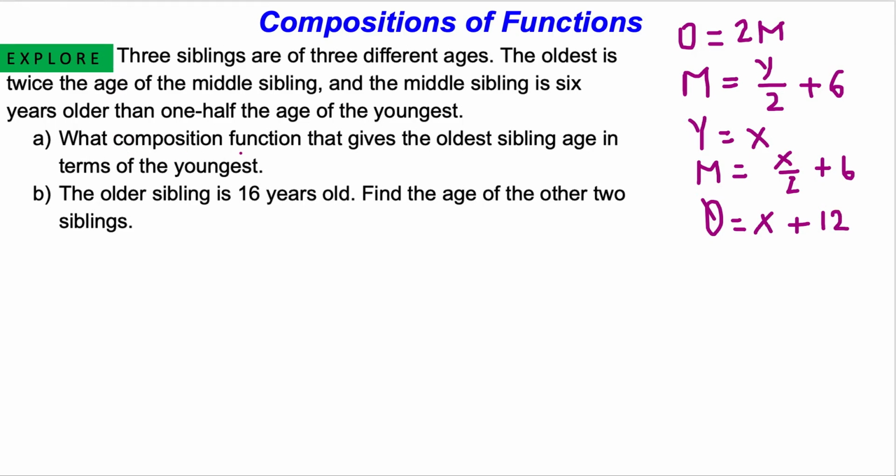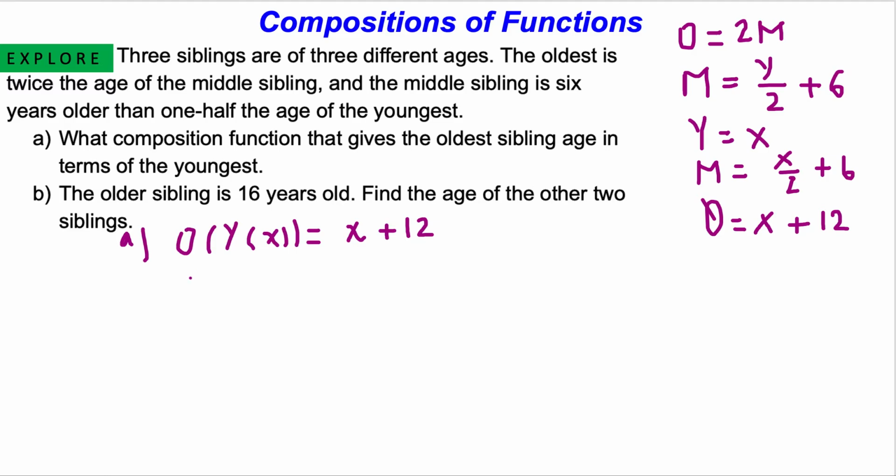And part A asks: what composition function will give the oldest sibling's age in terms of the youngest? If we take O of the youngest one, of x, let me write it first with the composition. This is A. In terms of the x, the youngest one, instead of the x it is going to be x plus 12. It's going to be x plus 12 because here, just in terms of the x, if I'm substituting the youngest one x, it's just x plus 12, so it's not going to be any difference.